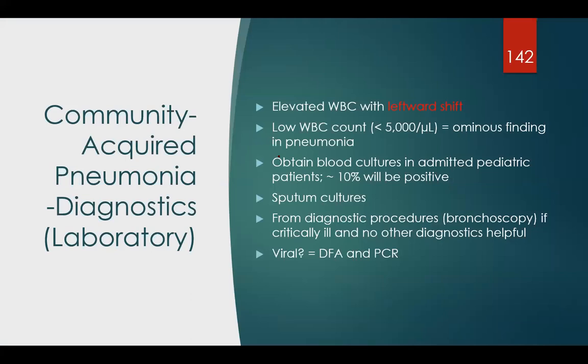So how do we diagnose this? Well, they're going to have an elevated white blood cell count. They may have a left shift. They may have a low white blood cell count. That is a very ominous finding, meaning that they are losing the battle. So generally, they're going to be somewhere between 5 and 15,000, maybe even higher. But if they're below 5,000, then the white blood cells are getting taken out by the pneumonia itself.